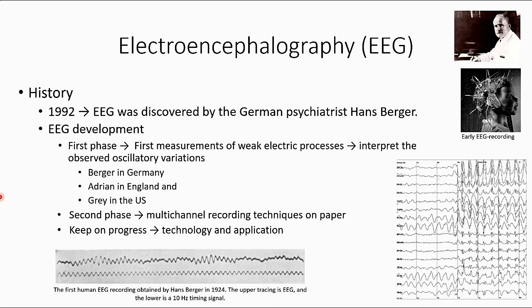There were three main researchers in the early stage: Berger in Germany, Adrian in England, and Gray in the US. The second phase aimed to improve multi-channel recording techniques on paper, like in typewriters. Starting from here, the development of EEG progressed significantly, with progress in technology including electronics and applications.